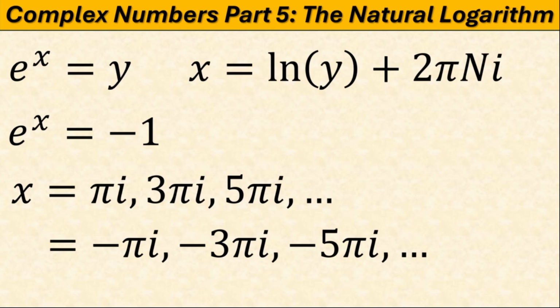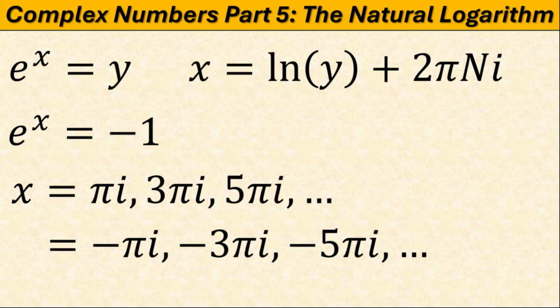Expanding on this idea of it having an infinite amount of solutions, we can use this to see that solving the equation e to the x equals negative 1 for x gives that x is equal to pi i, 3 pi i, 5 pi i, and so on. It additionally could be equal to the negative versions of any of these. And this, of course, creates a problem.